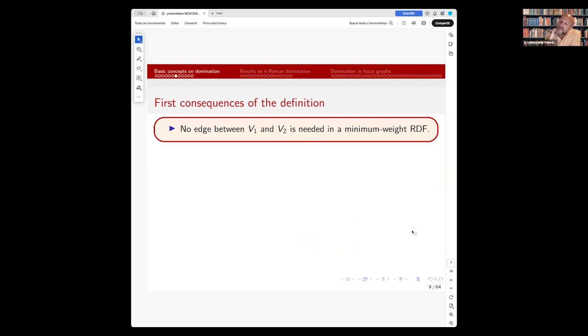Another consequence, not difficult to see, is that we don't need to have any edge connecting a vertex with label 1 to a vertex with label 2 if the Roman dominating function has minimum weight. This is because in this case we can change the label of the vertex of V1 to label 0, and it is still dominated by its neighbor in the set V2.